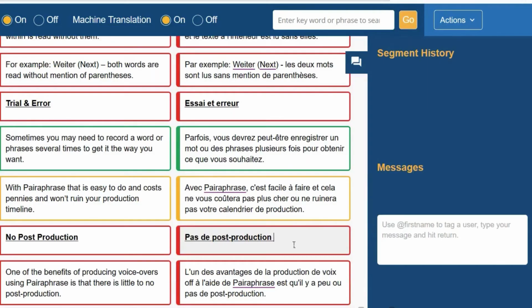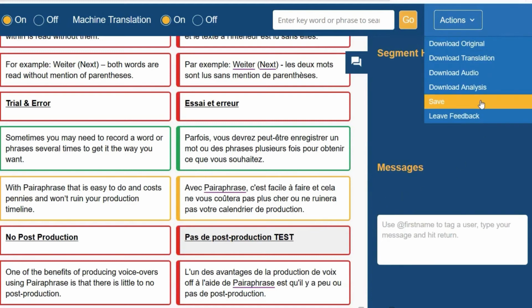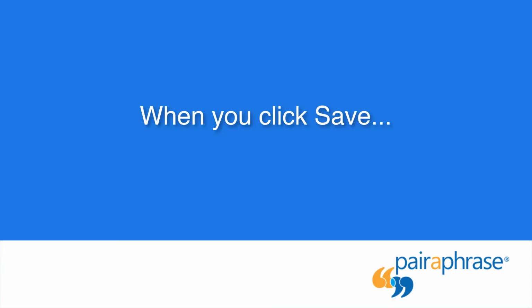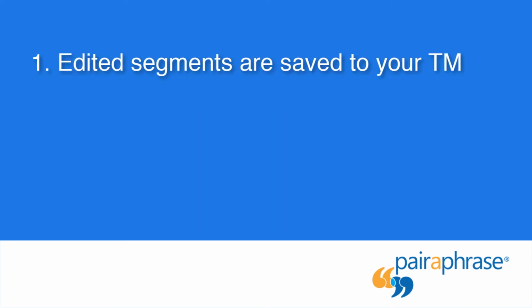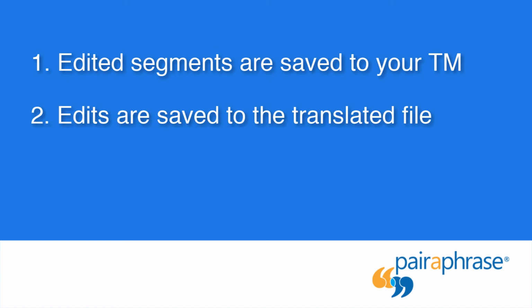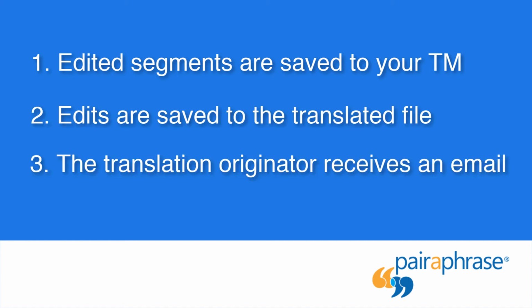When you edit text segments to improve their quality, Pairaphrase auto-saves your work so you only need to save your work when you're done reviewing and editing the complete translation. Clicking on Save does three things. 1, it saves edited segments to your translation memory. 2, it saves edits to the translated file. And 3, it sends an email to the translation originator to let them know that you've finished reviewing and editing the file.